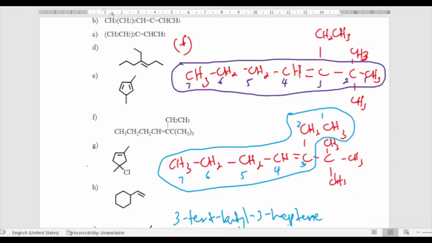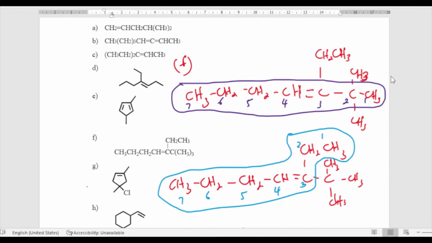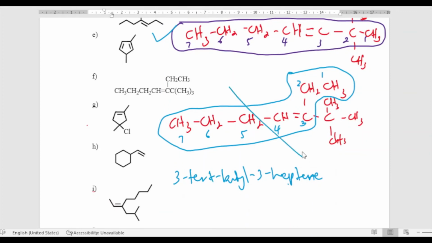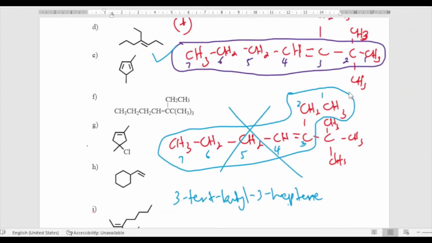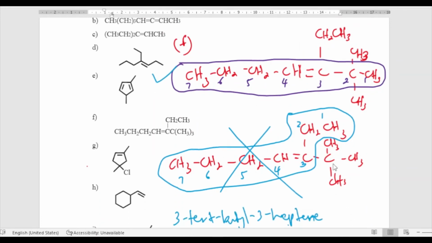If there is more than one possible longest chain, you need to choose the parent chain with more substituents. Like this one, if you start numbering from this side, you will get one substituent only. If you start numbering from this side, you will get 3 substituents. That's why I choose this one as its name, not this tert-butyl. This is not the name for it, because this one will give you more substituents. So this will be the answer, not this one.